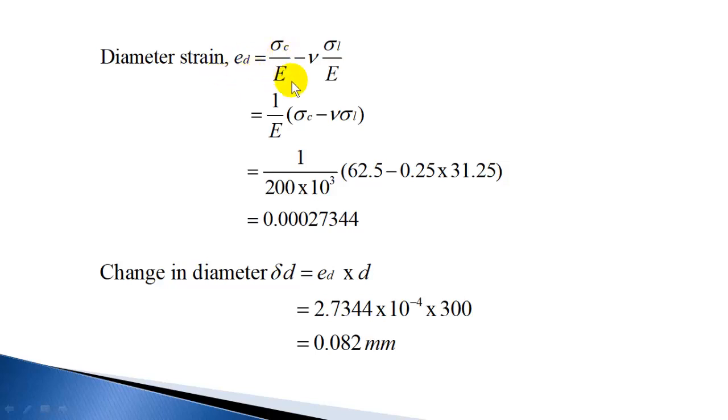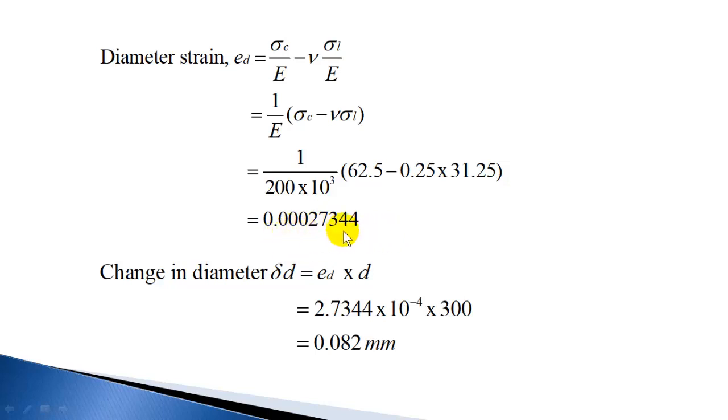So ED is equal to sigma C by E minus nu sigma L by E, and 1 by E can be taken outside: 1 by E into sigma C minus nu sigma L. E is Young's modulus, 200 gigapascal or 200 into 10 raised to 3 Newton per mm square. Sigma C, the circumferential stress, is 62.5 and sigma L, the longitudinal stress, is 31.25. Poisson's ratio is given as 0.25. So this will give the diameter strain as 0.00027344. This is a diameter strain, it has no unit.